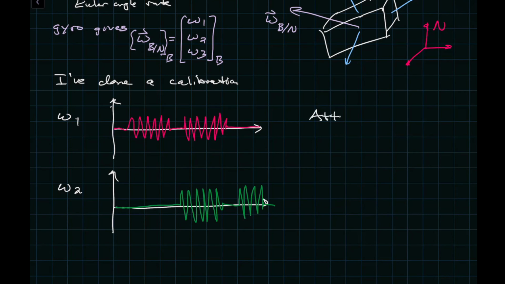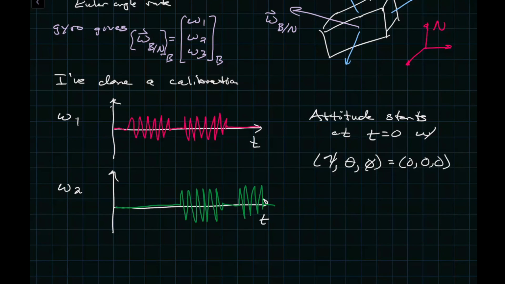And we'll say the orientation or attitude starts out at yaw, pitch, and roll 0, 0, 0. This is all with time. Starts at t equals 0 with yaw, pitch, roll 0, 0, 0, which means the inertial frame and the body fixed frame are initially aligned.